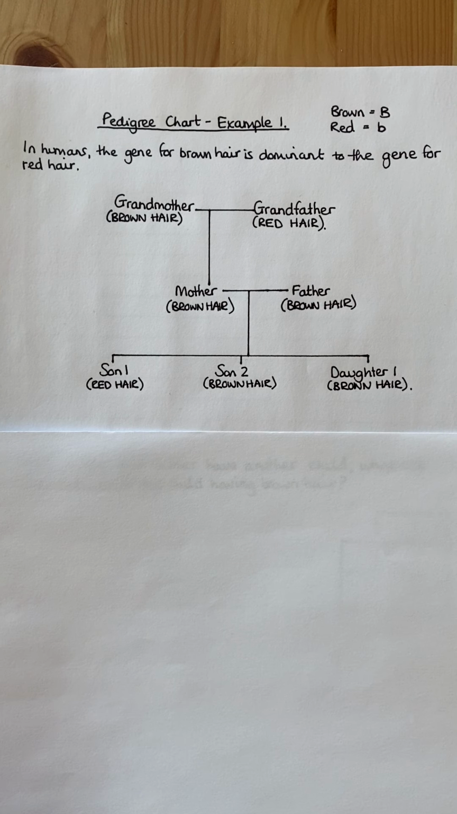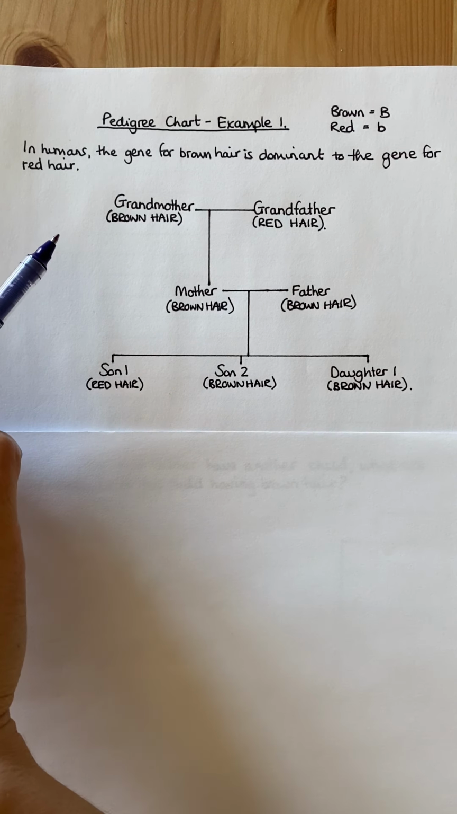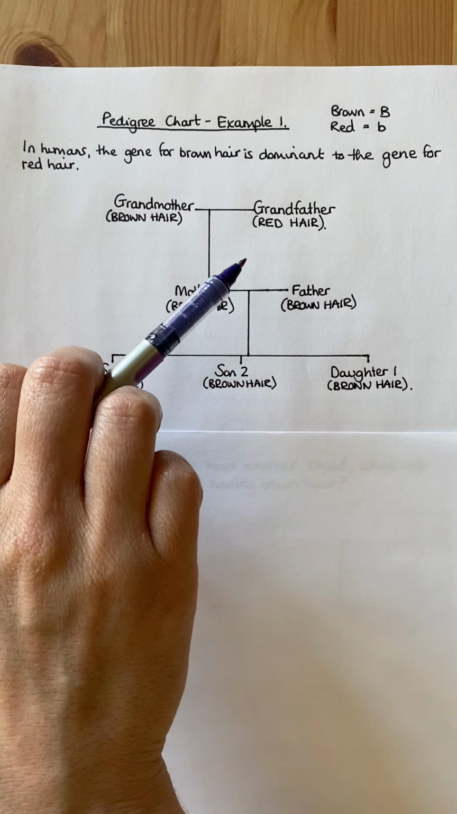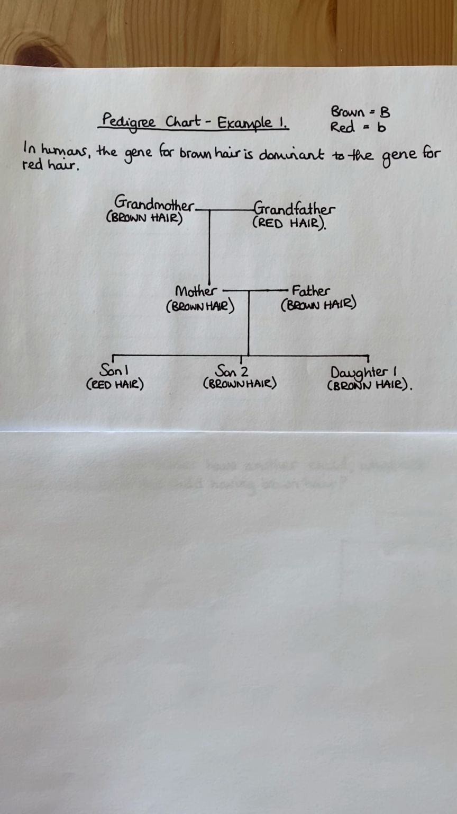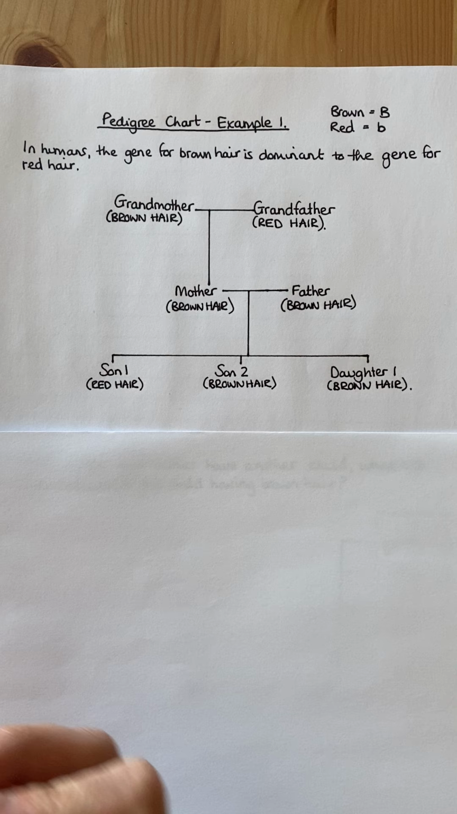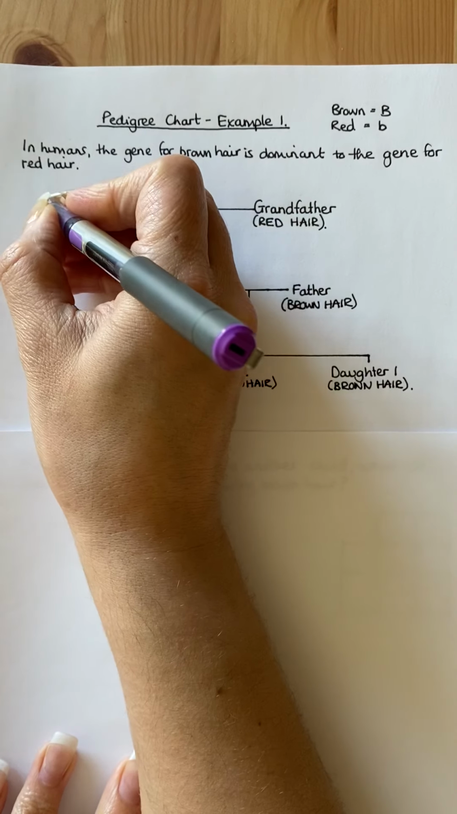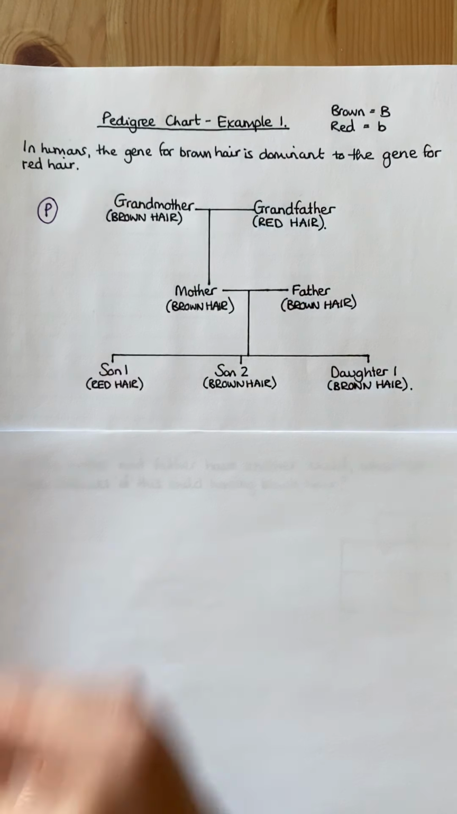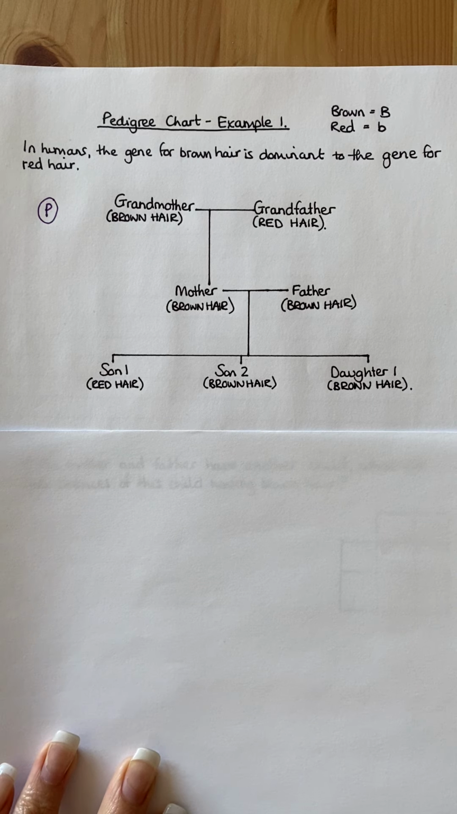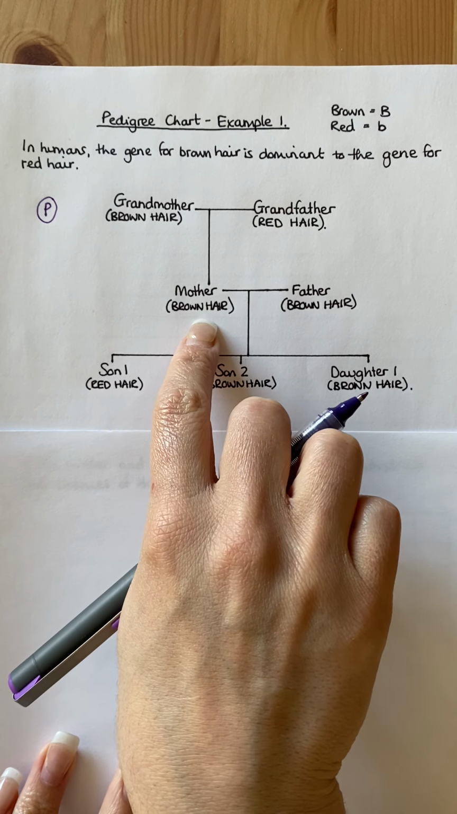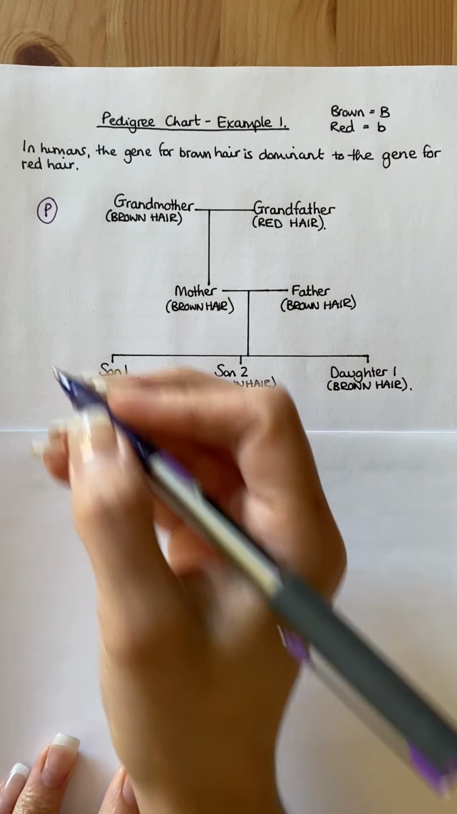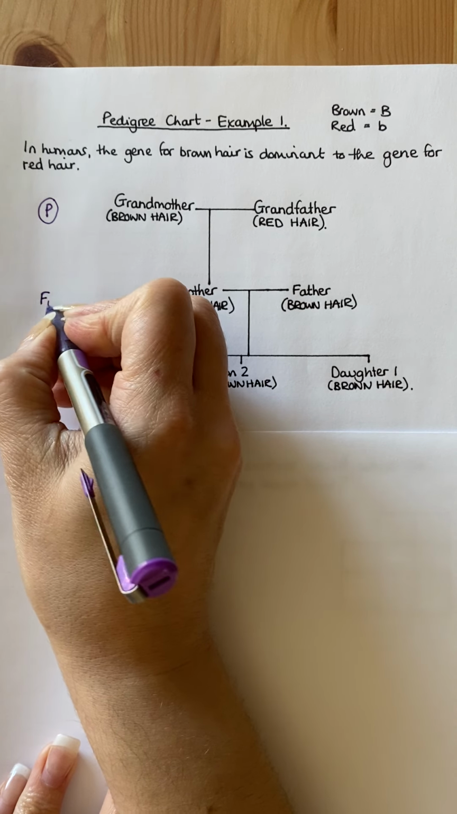So in this pedigree chart, we have a grandmother, brown-haired, and a grandfather, red-haired. Now this grandmother and grandfather are described as the P generation, as we discussed before in the monohybrid cross. So we'll label these the P generation. They have a child who is the mother. She has brown hair, and this will be the F1 generation.